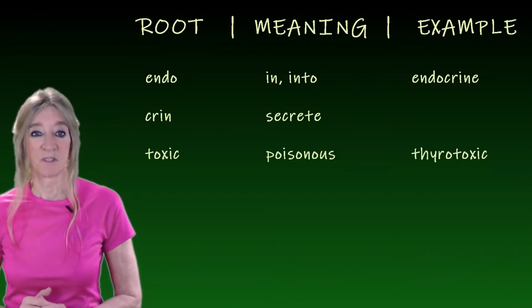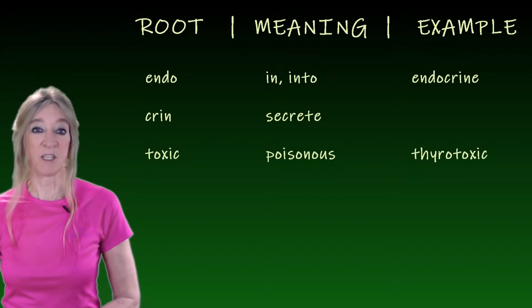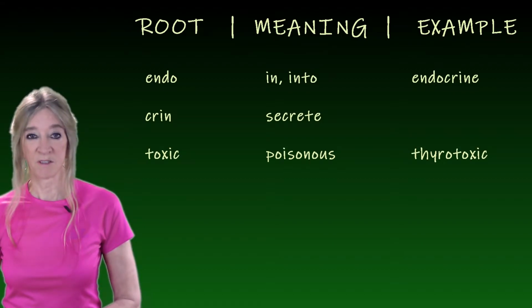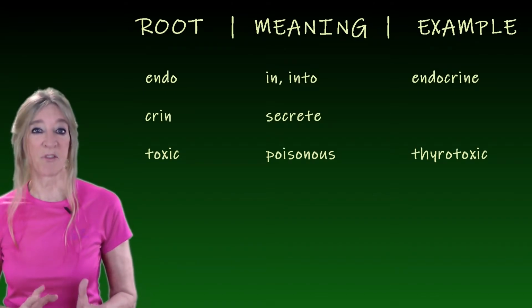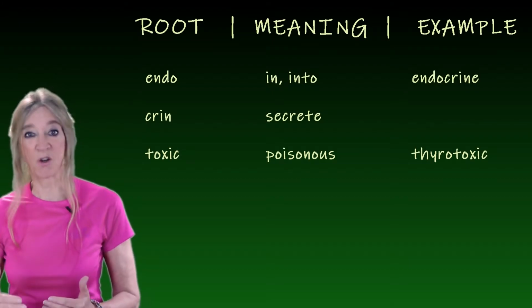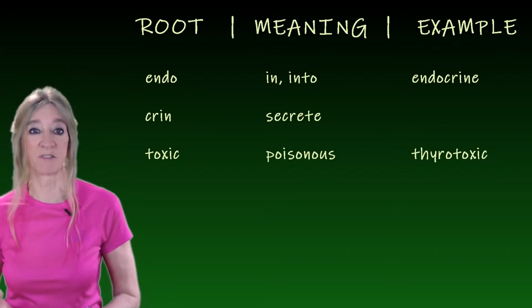The next root, toxic, meaning poisonous. An example, thyrotoxic. This is levels of thyroid hormone that are so high that they actually become poisonous.